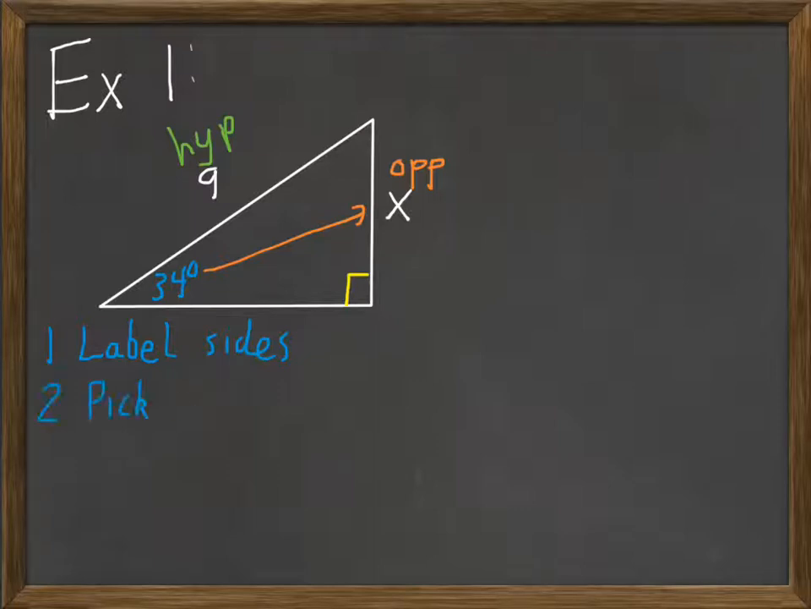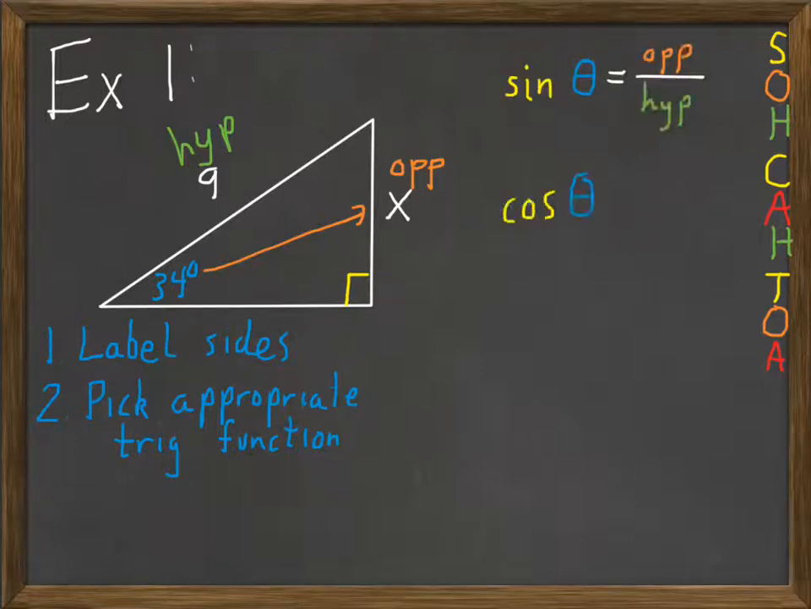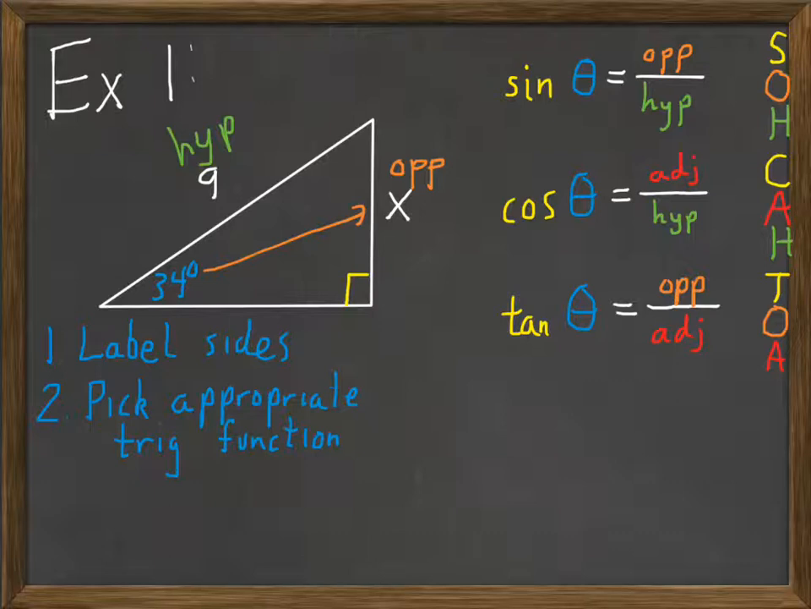Okay, so the second step is to pick the appropriate trig function for this problem. I'll write the acronym out, SOH CAH TOA, and just for your reference to make it easier to see, I'll go ahead and write out each of the three functions. You wouldn't have to, but you've already got them on your paper, so just follow along.